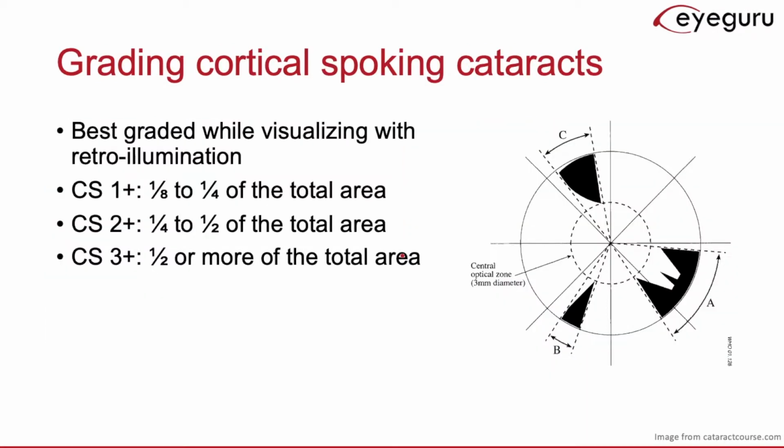So cortical spoking cataracts are graded in severity on a scale from 1 plus to 3 plus by the area of visual field that the cataract obstructs, and they're typically best graded while visualizing with retroillumination. So a cortical spoking cataract is graded 1 plus if it takes up 1/8 to 1/4 of the total area, 2 plus if it takes up 1/4 to 1/2 of the total area, and 3 plus if it takes up 1/2 or more of the total area.